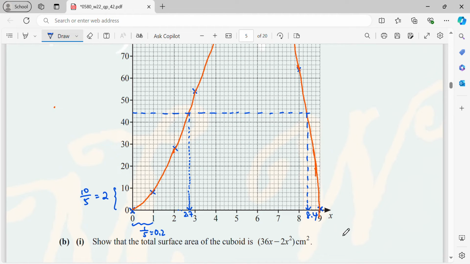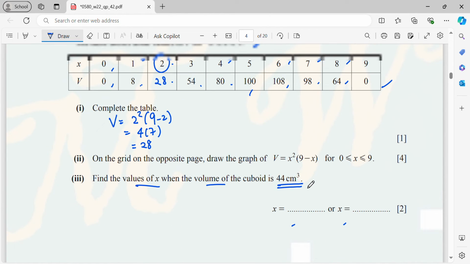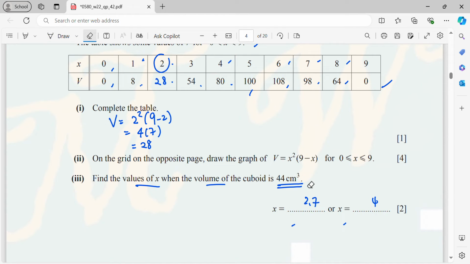So I will write 2.7 and 8.4. So that's all for the x values.